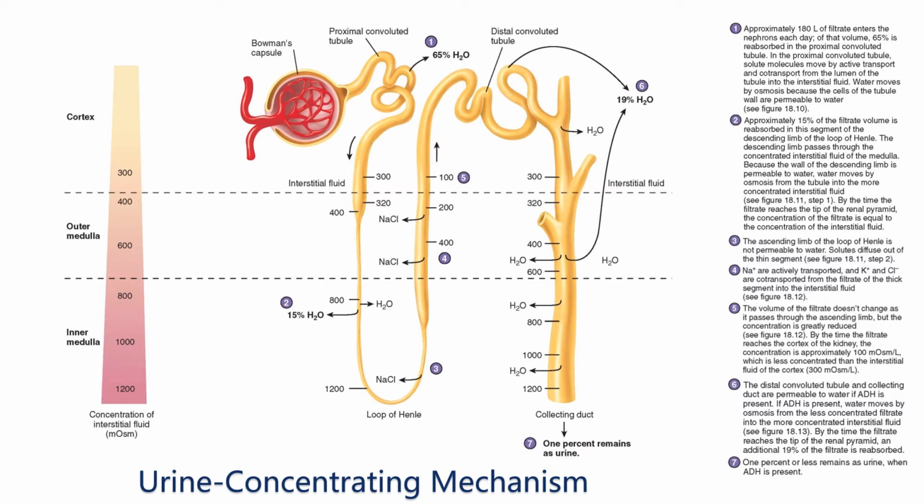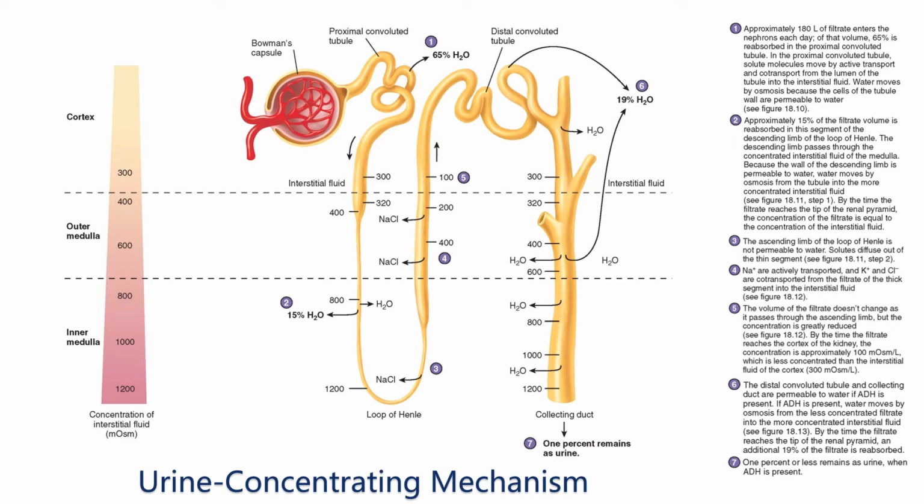The concentration of the filtrate in the different parts of the nephron is also shown here. As you see, there is the concentration of solutes, like sodium chloride or your salts, and you also have water reuptake. Approximately 180 liters of filtrate enters the nephrons each day, and of that volume, only 65% is reabsorbed in the proximal convoluted tubule.